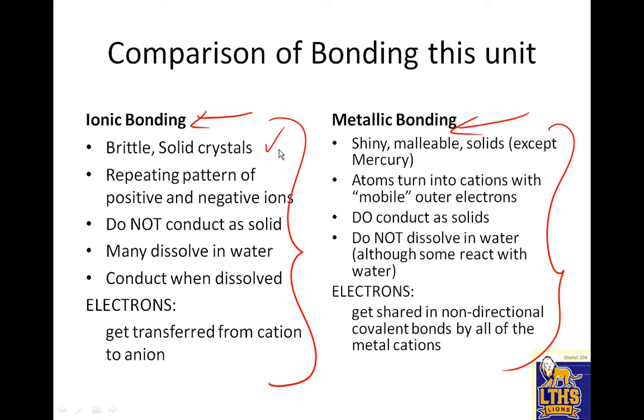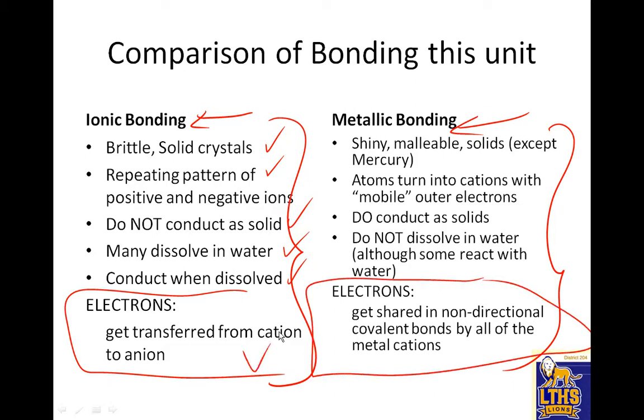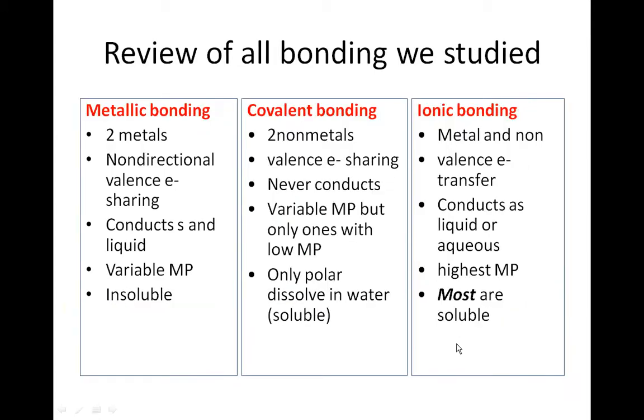All right, so ionic bonding: brittle solid crystals, positives and negatives, don't conduct as solids, dissolve in water, and conduct when dissolved. What happens to electrons? This is what happens in ionic. Metallic bonding is a sea of electrons. And then here's all the bonding we've studied so far. I know this was the last unit, unit 4, but you still have to know it now so that we can compare all 3 kinds.